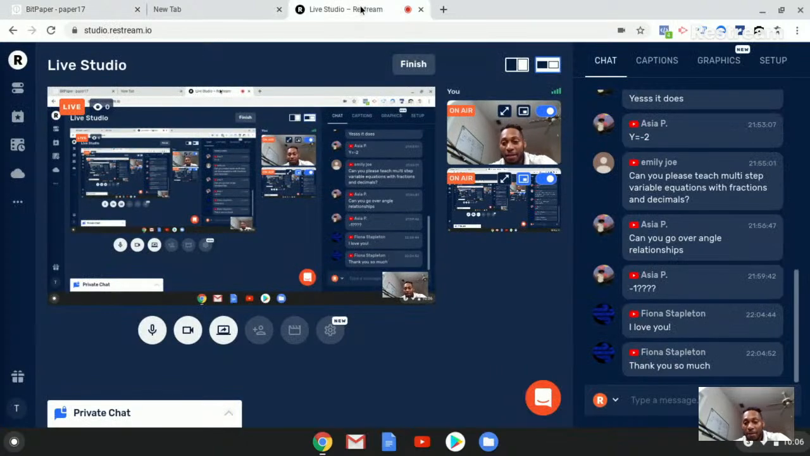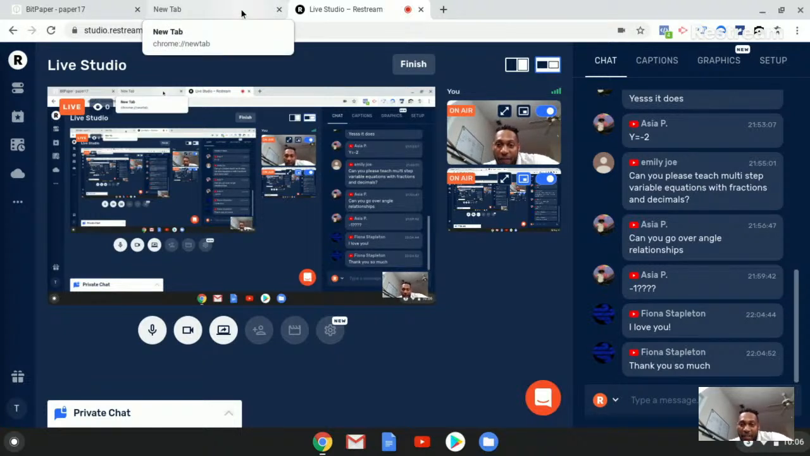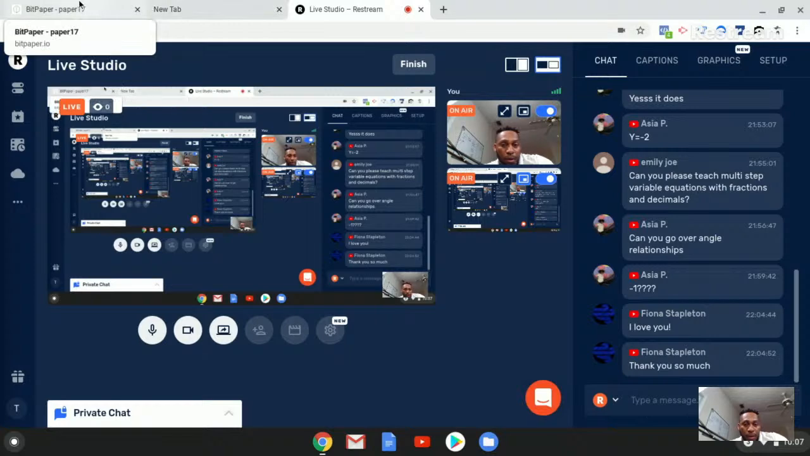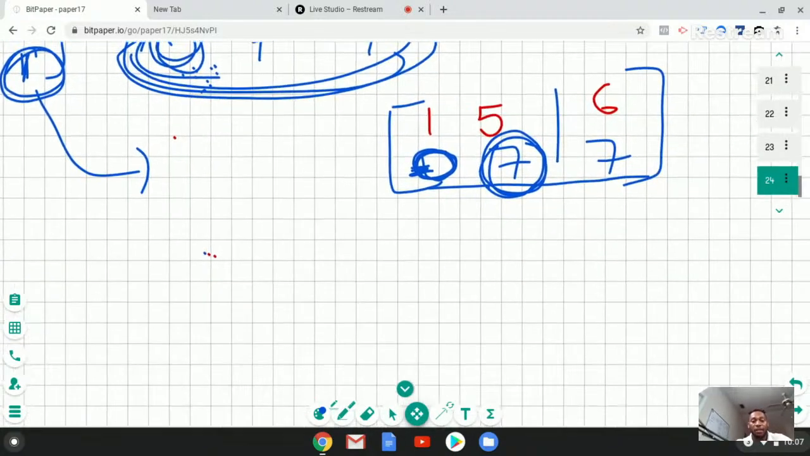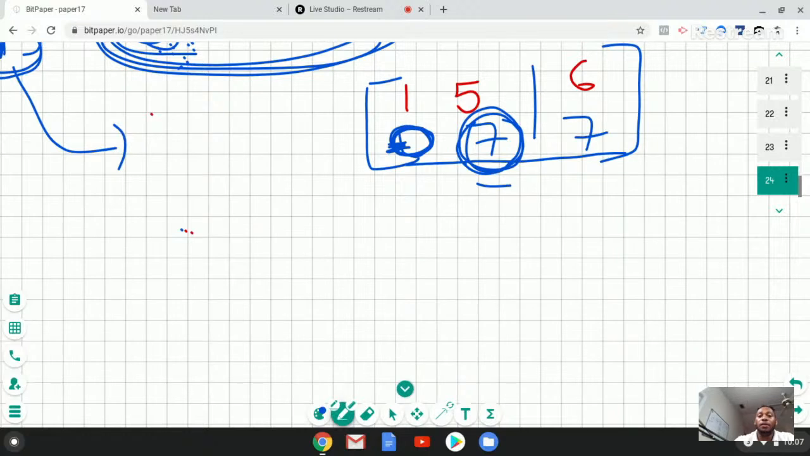How do I make that a 1? If it's a 7, how do I make it a 1? So how do I go from a 7 to a 1? I divide by 7, right? I divide by 7. So I'm going to divide this by 7.